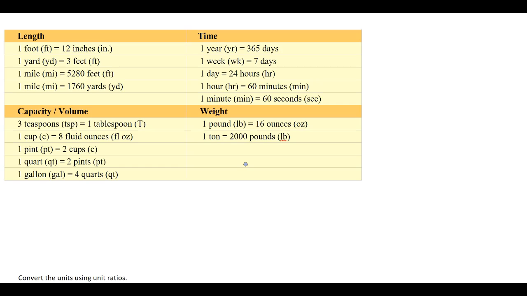In other videos, we will do the metric units, which includes meters, liters, and grams. And then we'll also discuss how to convert between the two systems.